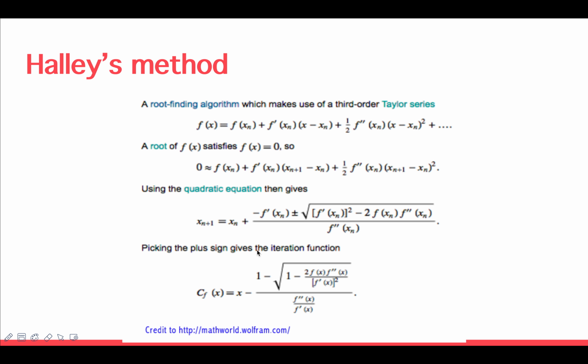And the last method is Halley. This method comes from the Taylor series. You have the Taylor formula here, and then you want to find the root, so the result is around 0. And then based on the result and calculation, you can get this formula, and then you can calculate step by step with this.